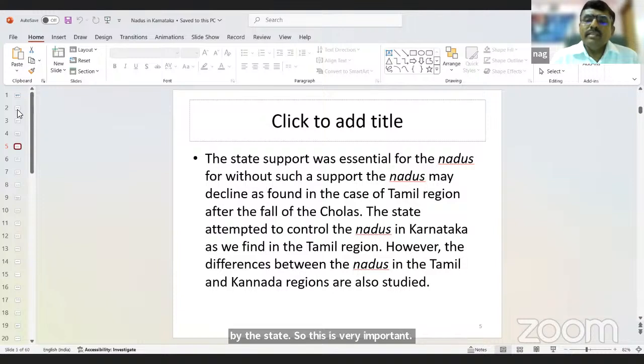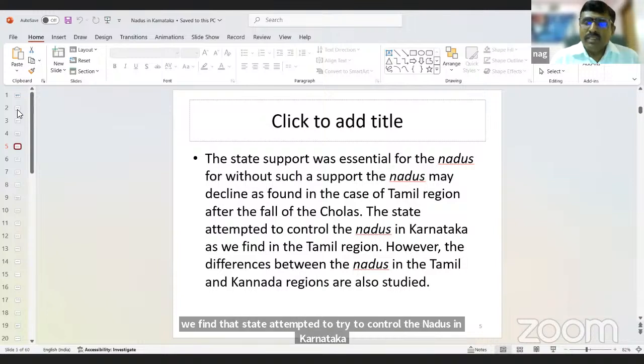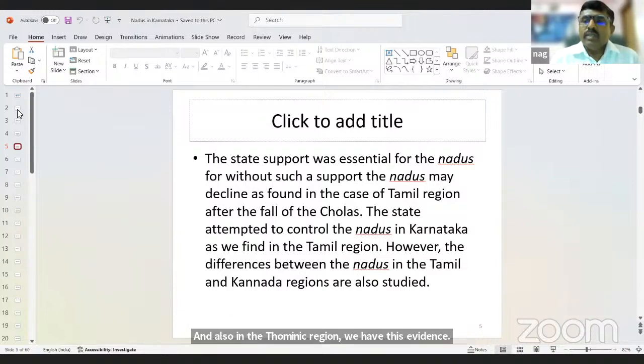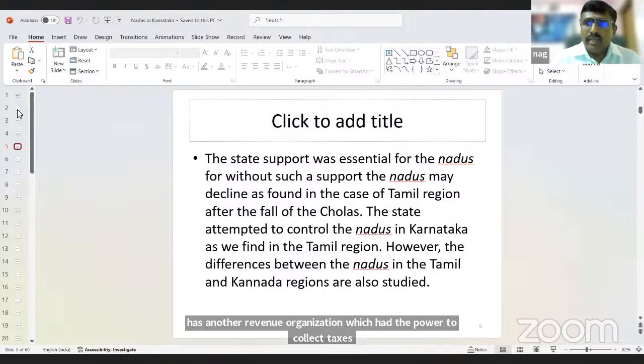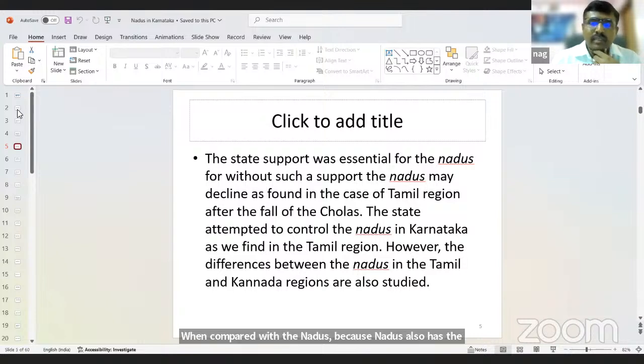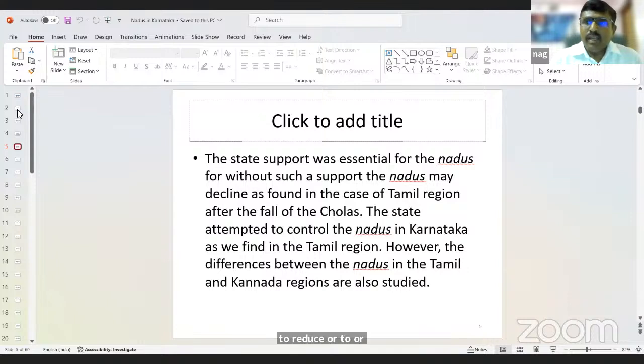And we find that the state attempted to control the Nadus in Karnataka, and also in the Tamil region, we have this evidence, as already mentioned. The state was also trying to construct particular institutions, say, Valanadus, for example. Valanadu was another revenue organization which had the power to collect taxes, when compared with the Nadus, because Nadus also had the power to collect taxes. So along with the Nadus, we find the state creating particular institutions to impose the power of the state over the Nadus. So all this evidence is available.